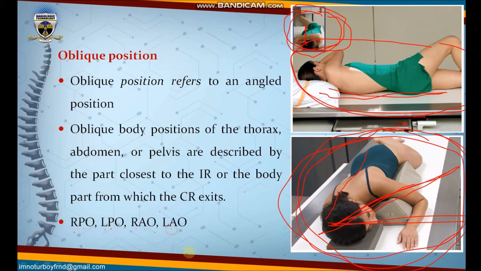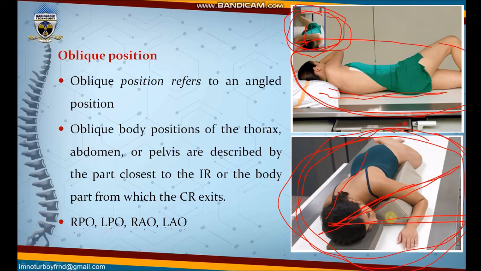Anterior or posterior refers to which portion of the patient, the front portion or the back portion, is placed closer towards the IR. And then O for oblique means the body of the patient is at an angle compared to the table. Okay? So if you face the IR, try to do this on your own.